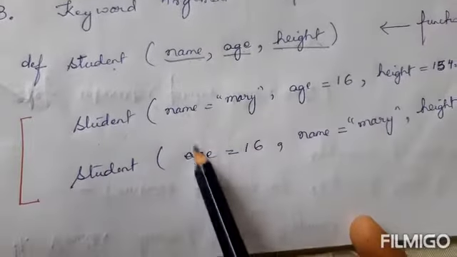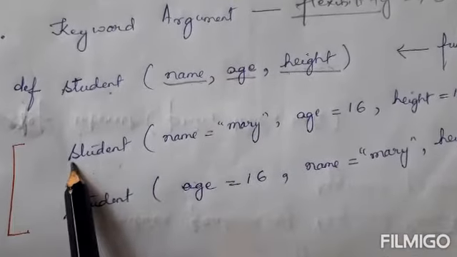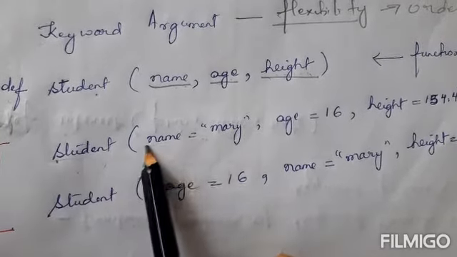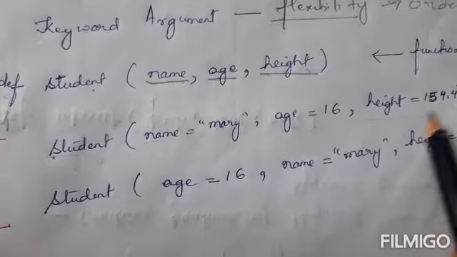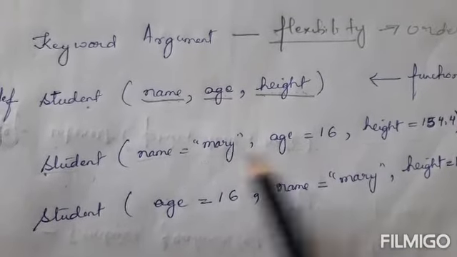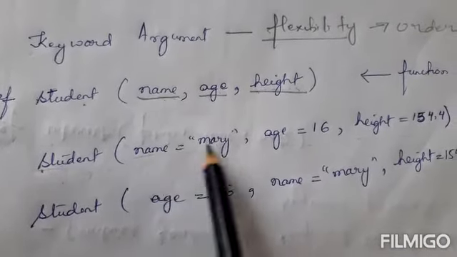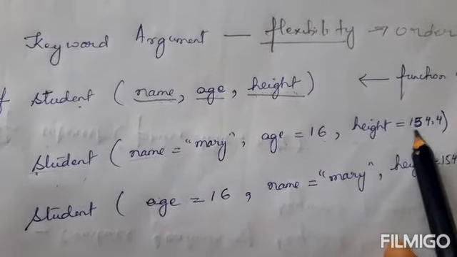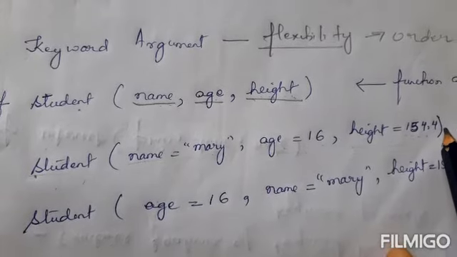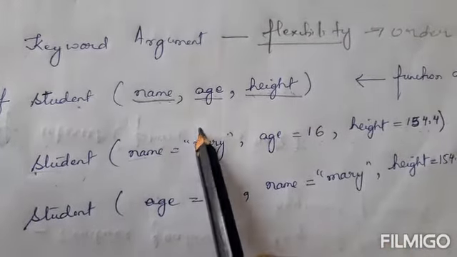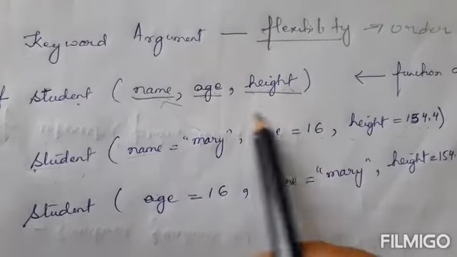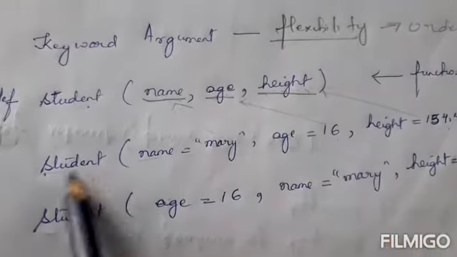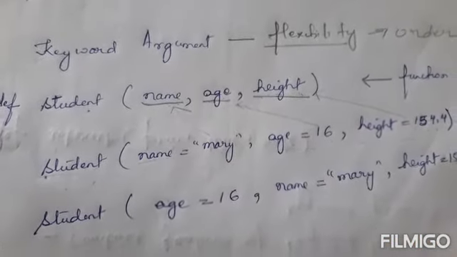Fine. So here I have taken two examples. The first possibility is that your function call here will pass you the values in exactly the same order. Fine. This is one possibility. You pass name equal to Mary, age equal to 16, height equal to 154.4, say centimeter. So this name will be passed here, age here, and likewise the height here. So this one follows exactly the same order. So this is not a problem.